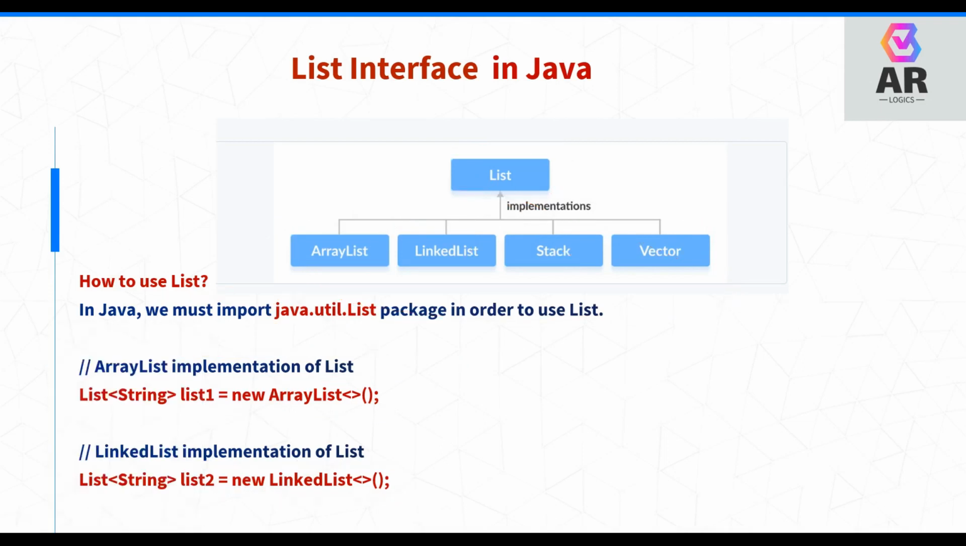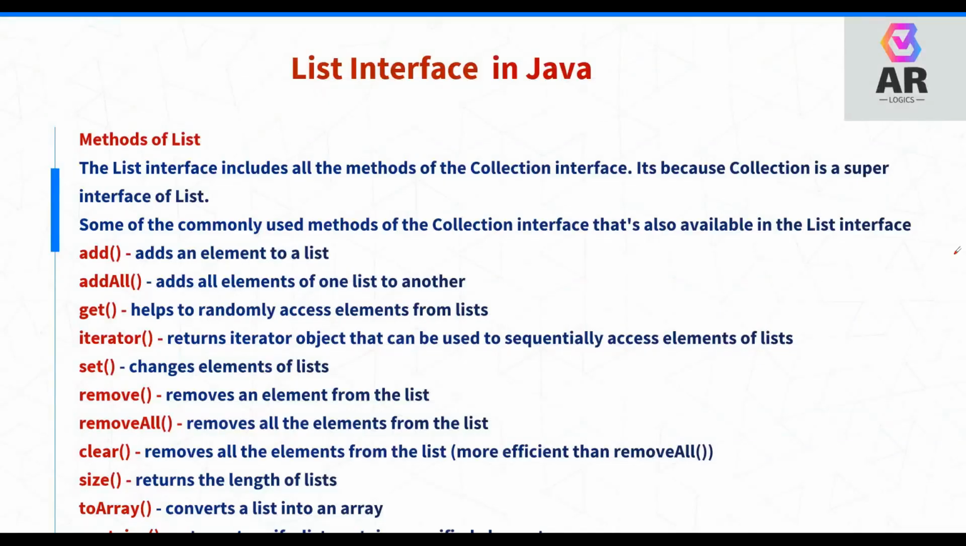So now I can go there. There are list methods in the list interface. Using the list methods we can implement the list. Add the element, add all the elements from another list. Get: randomly you can get an element from the list.